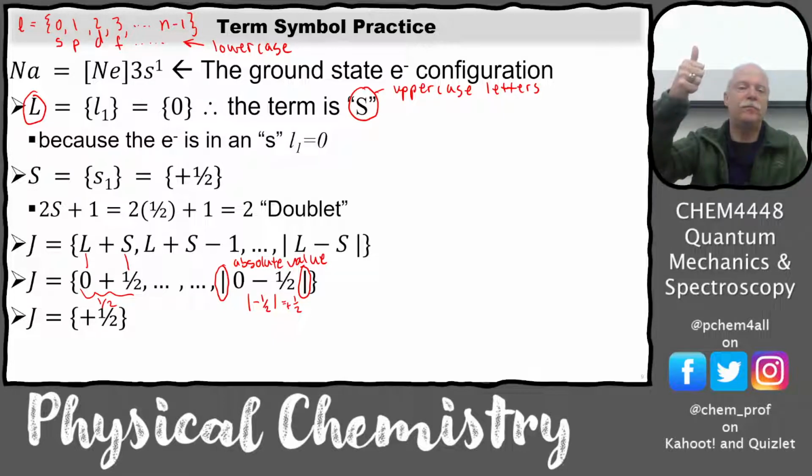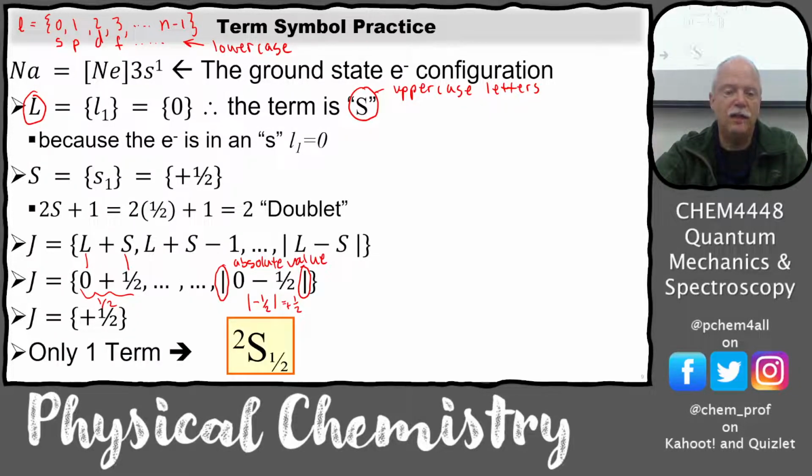So we have L, we have the multiplicity, and we have the J value. So we know the term, there's only one. It's a doublet S 1/2. So that's how we would label that ground state energy in the NIST atomic spectral database, is that level would have the electron configuration of neon 3s1, and then the term symbol for that level would be doublet S 1/2.